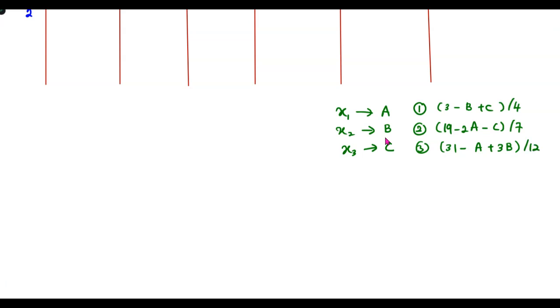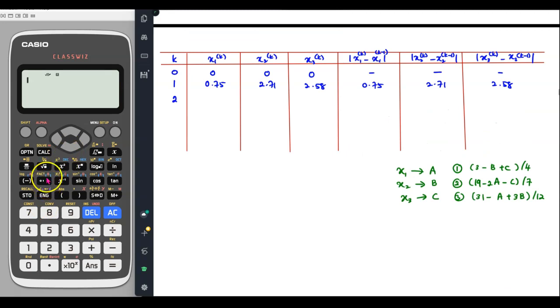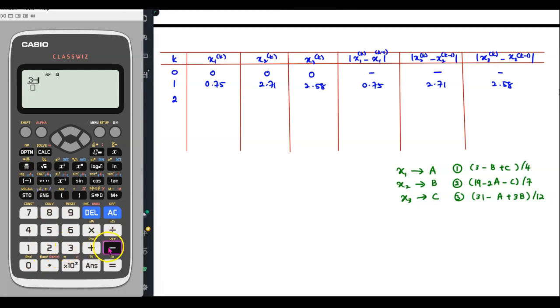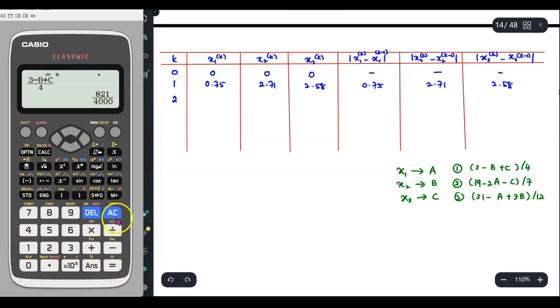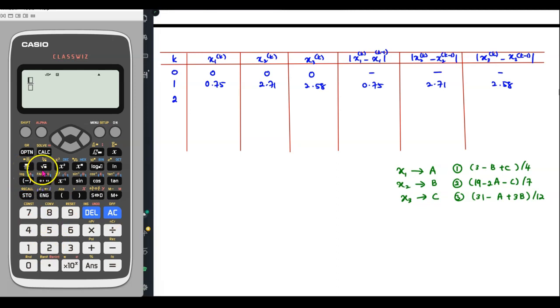Now, let us see the calculator. Okay, now we want to put the first equation. So we have the fraction. At the top we have 3 minus alpha b, plus c, over 4. That is the first one. And then we have another equation, 19 minus 2a minus c over 7. And then lastly, 31 minus a plus 3b over 12.